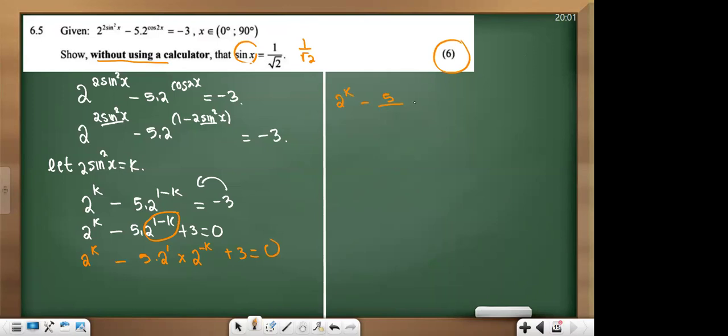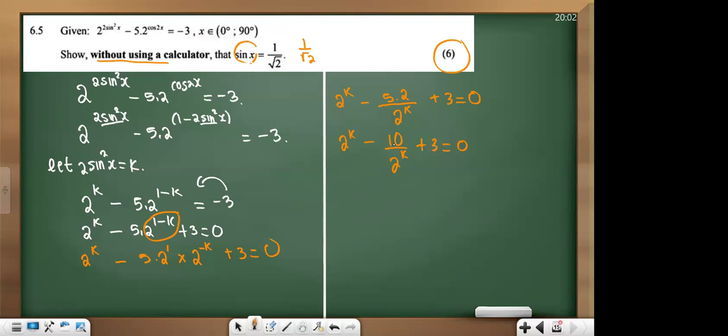So can I say 2 to the power k minus 5, check what I want to do, times 2 divided by 2 to the power k, because when I divide powers of the same base, I subtract the exponents. Plus 3 will give me 0. So this will be 2 to the power k minus 5 times 2, that's 10, over 2 to the power k, plus 3, and that will give you 0.